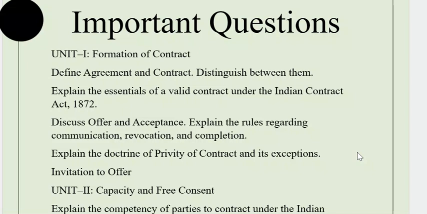Students, we will be discussing the questions relating to Contract 1 for the KSLU exam. So Unit 1, first question is: define agreement and contract and distinguish between the two. Second, essentials of a valid contract under the Indian Contract Act.